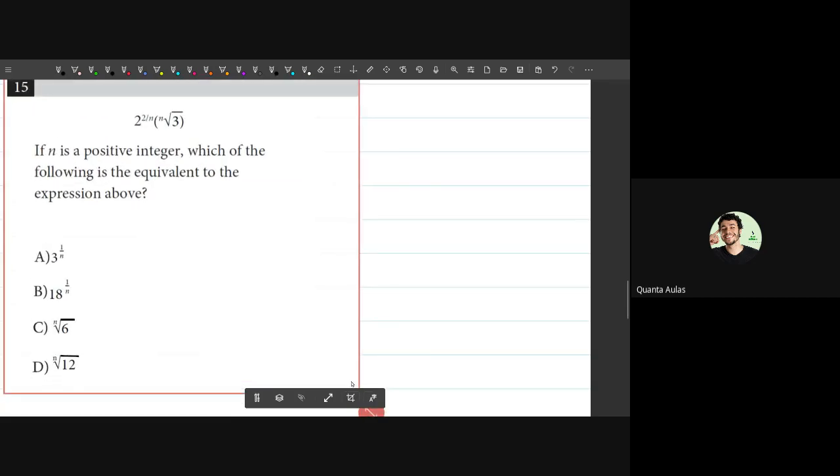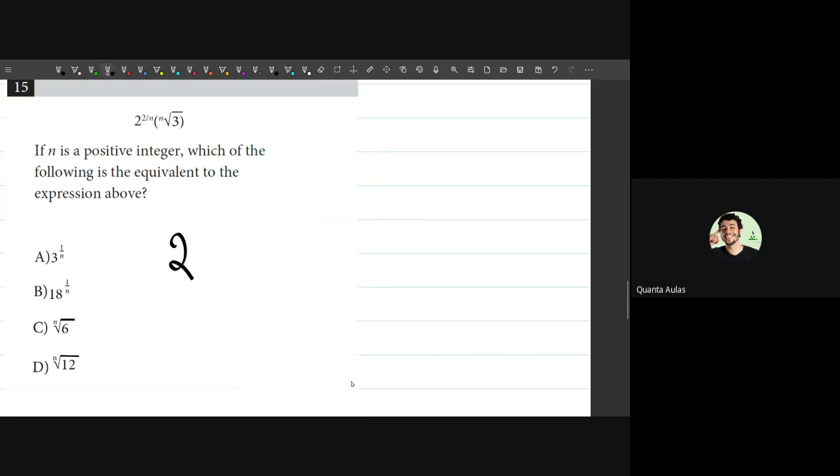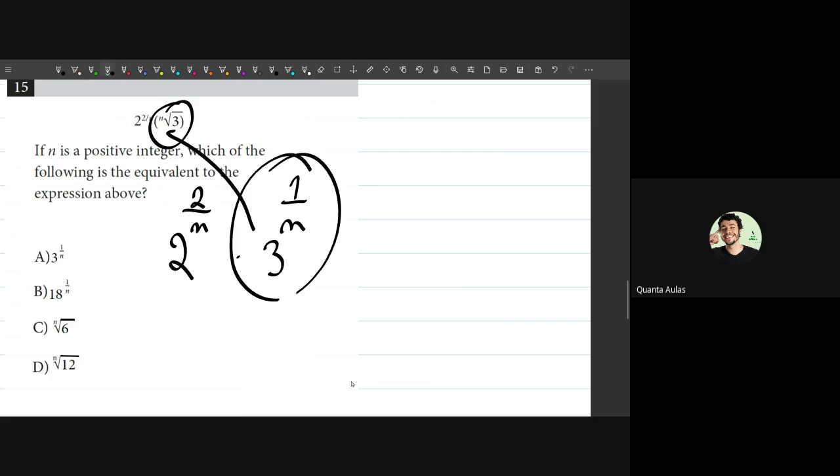For example, we have 2 to the power of 2 over n, and here we have 3 to the power of 1 over n. Do you have some problem? Do you understand what I did? No, I understand. Okay, this property transforms roots into exponential fractions.